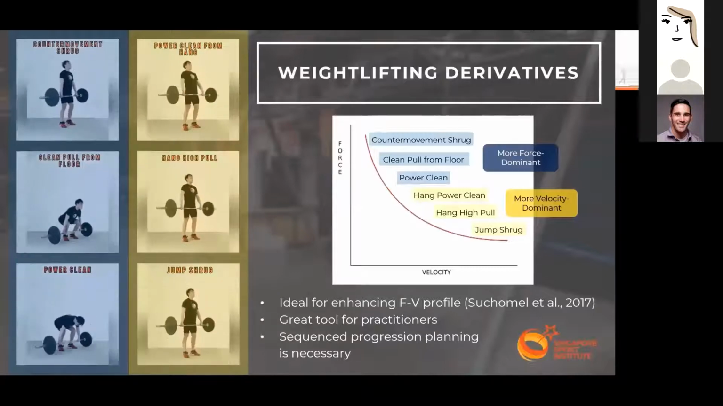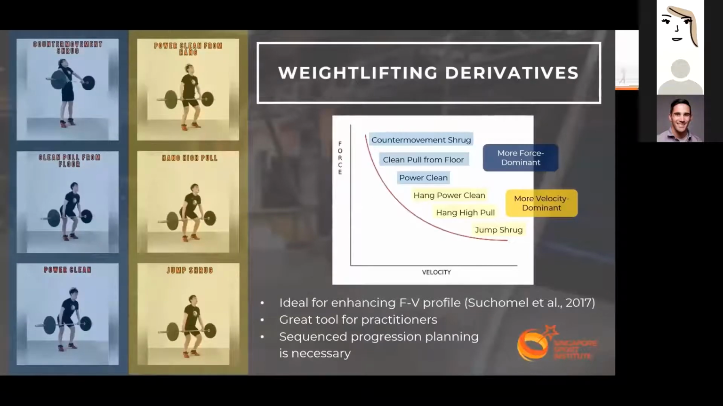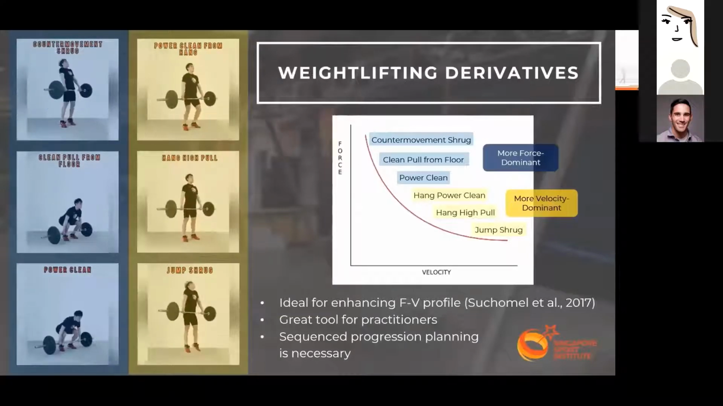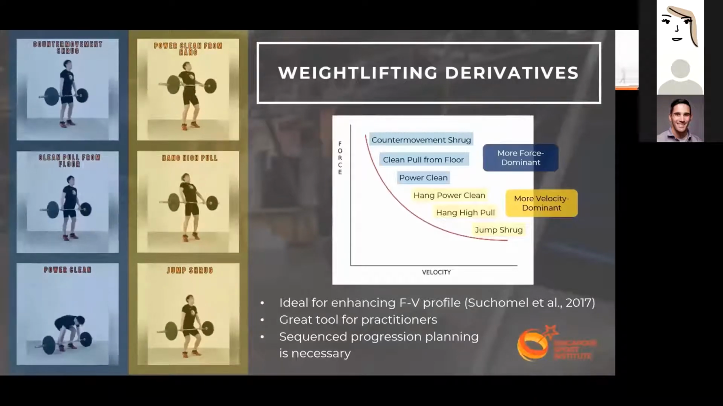This makes them good tools for use during in-season. However, there is definitely a learning curve to this movement. Therefore, proper sequence planning is essential to get the most out of working with weightlifting variations.